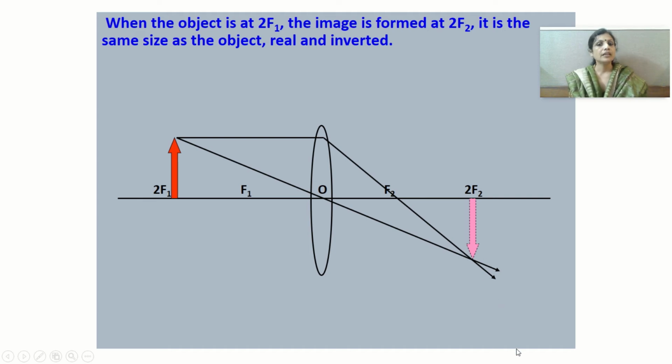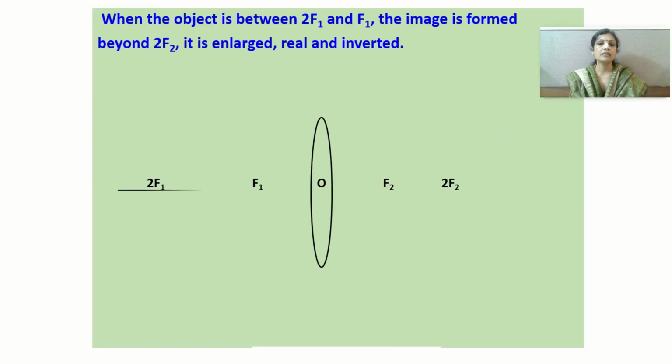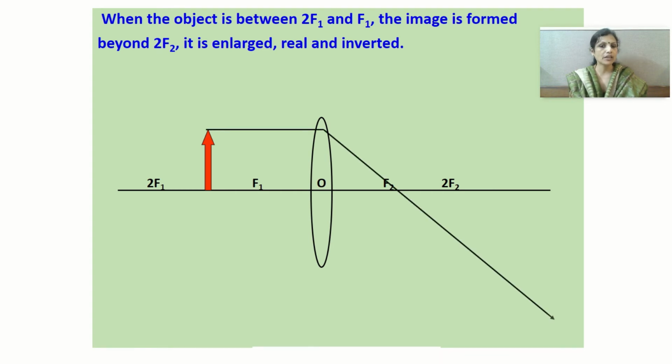Alright. Then when the object is between 2F1 and F1, so let's keep the object between 2F1 and F1. The image is formed at which place? Let's apply our rules. Parallel to principal axis is the first ray. After refraction it passes through focus F2.